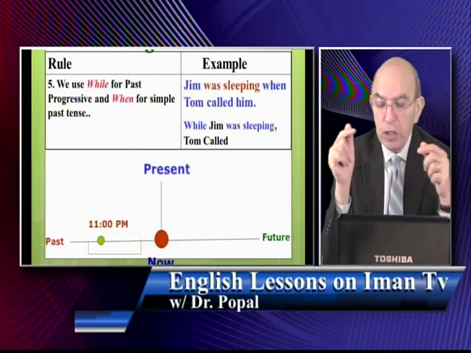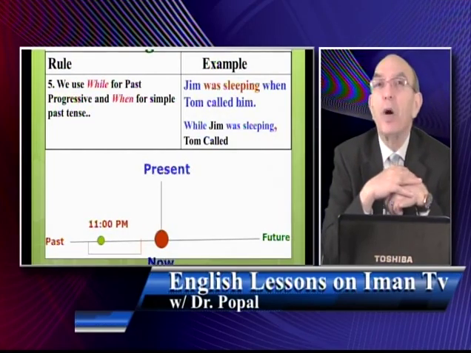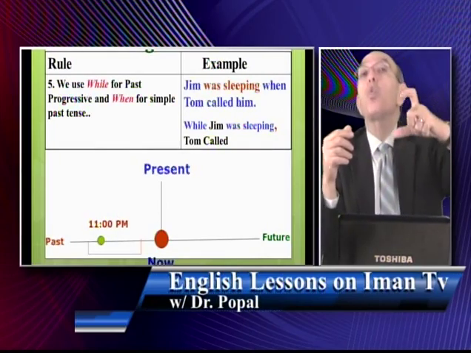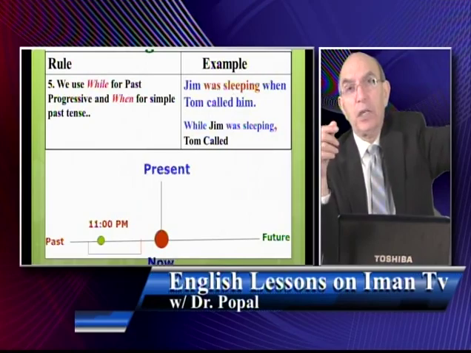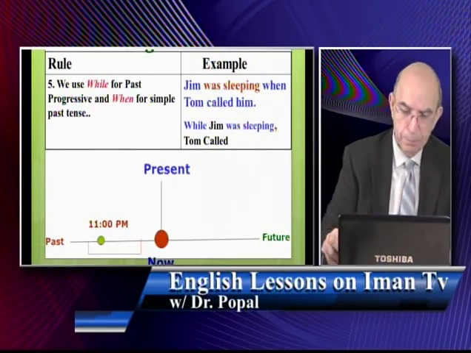If we say when Jim was sleeping, Tom called, that's not correct English. You have to say what? While Jim was sleeping, Tom called. Okay? So you use while for past progressive. You use when for simple past.